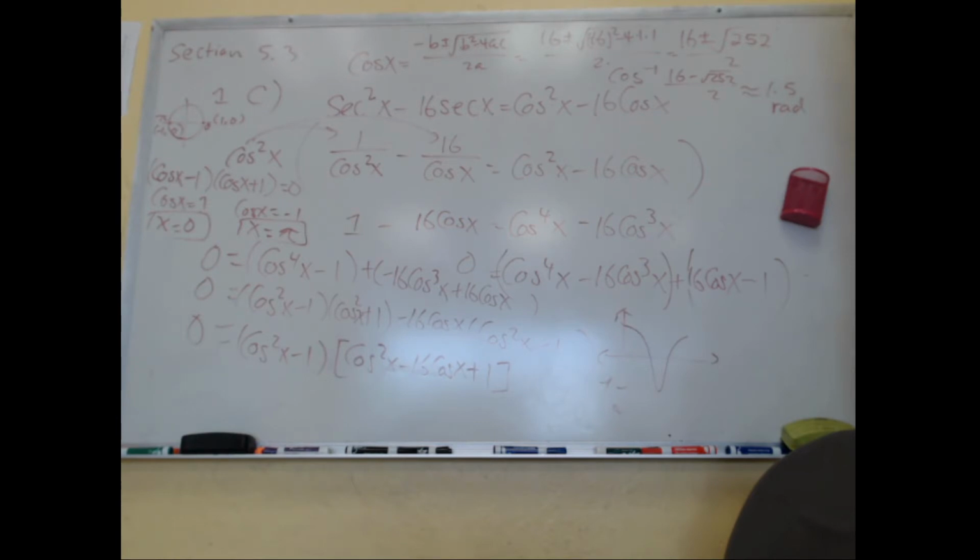Now, you guys want to try 2a? Okay guys, let's try 2a. Sine of 3x equals 1 plus cosine of 3x. And you might be wondering, wait a minute, it's a triple angle? It's kind of like a triple angle, but we can simplify it. 2a, under the same section, 5.3.